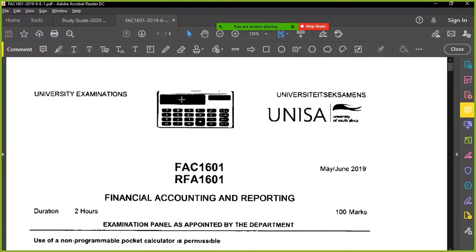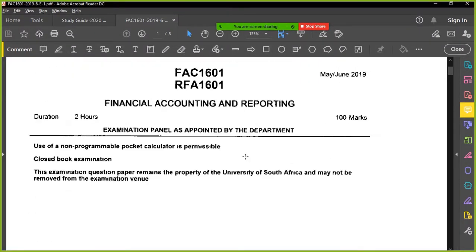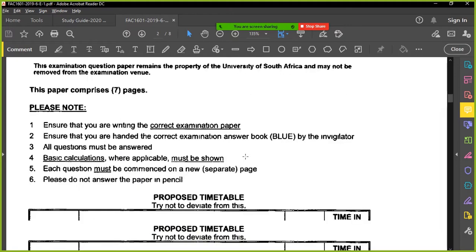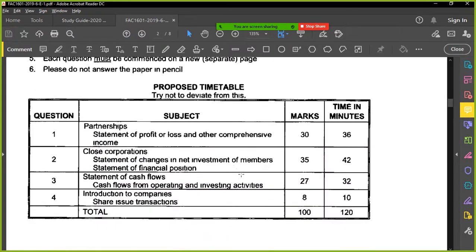Let's have a look at the actual question paper. It's a 2-hour paper. It's out of 100. Look at questions that you know you can do quickly and easily without too much effort.